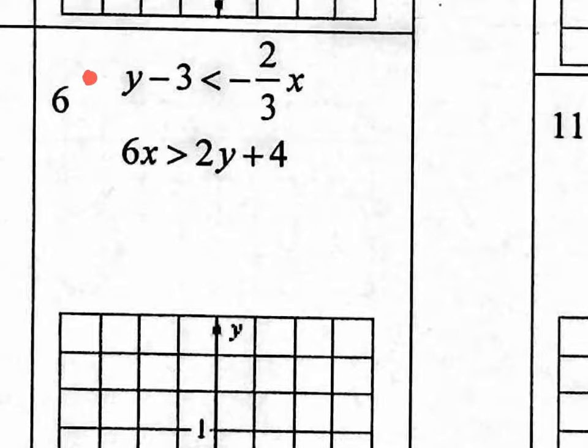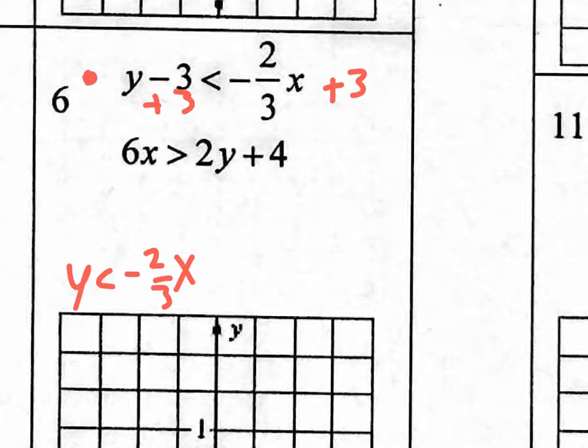So if I wanted to get this in slope-intercept form, I'd have to add 3 and add 3. So my top equation will be y equals, or not y equals, I'm sorry, y is less than negative 2/3 x plus 3.